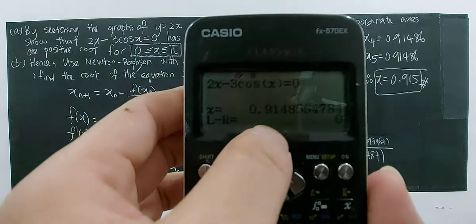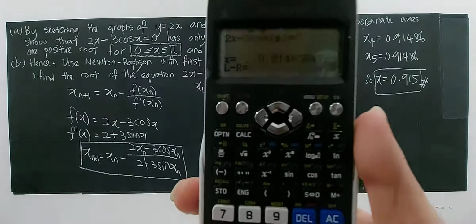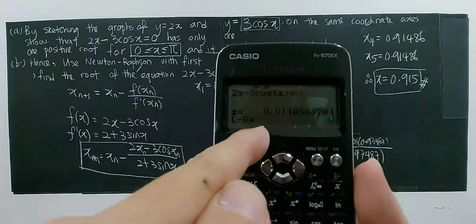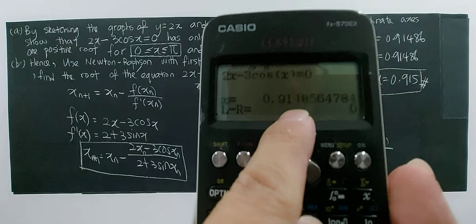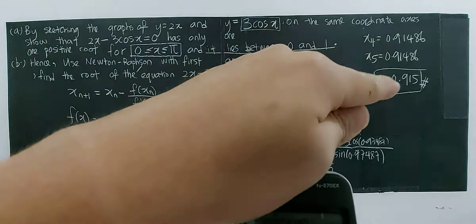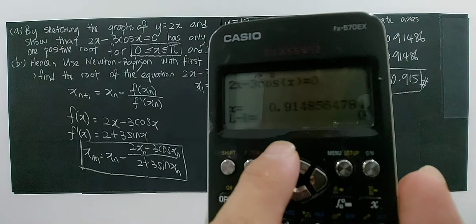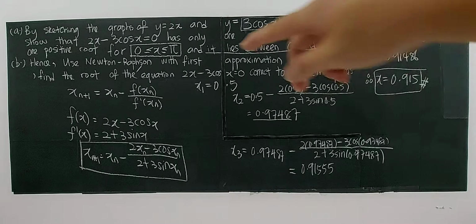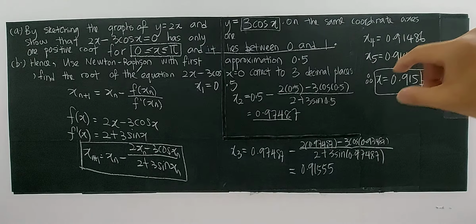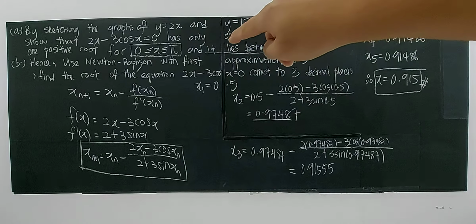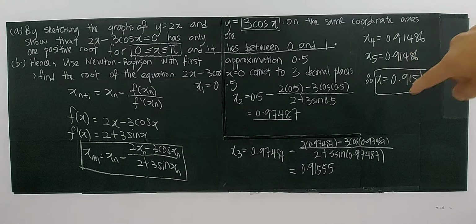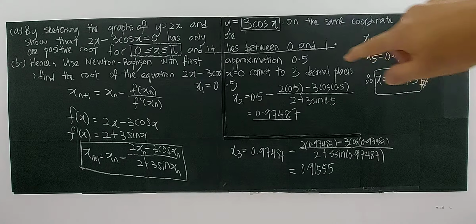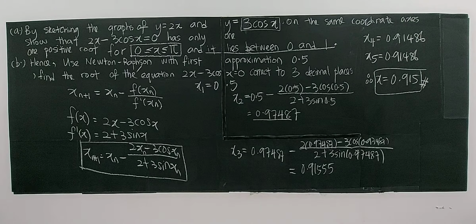This is the answer. Very fast. Without doing iteration, I can straight away get the answer. If you round off, you're getting 0.915. So this is the solution for this problem. Now you can see they showed that there is one positive root and it lies between 0 and 1. Yes, 0.915 is between 0 and 1. So this is the power of the Newton-Raphson method. Hope you understand.